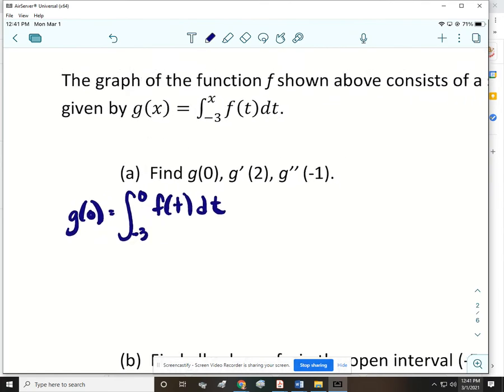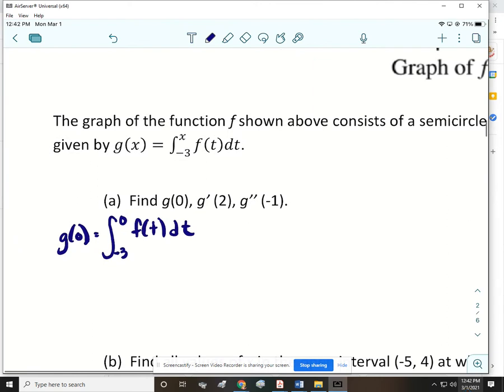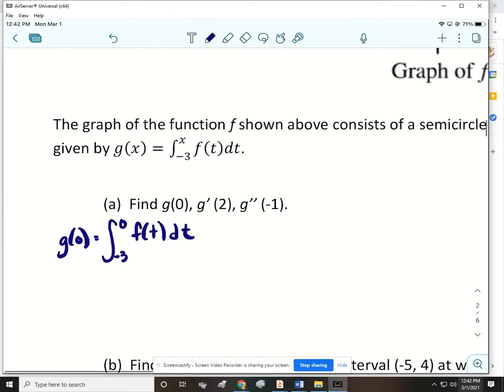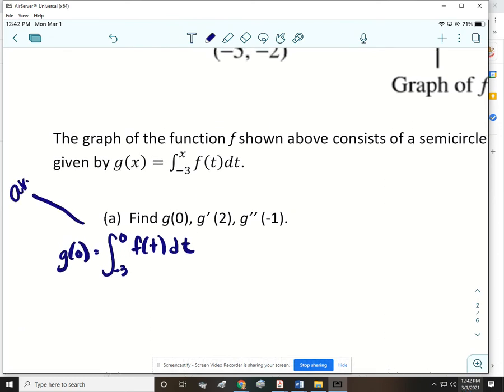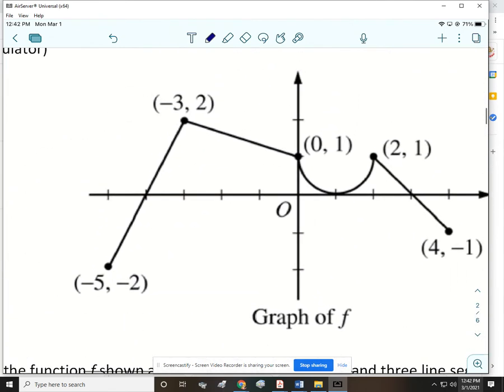What does that mean for a question like this with a graph? The area. So we're wanting the area between what two numbers? -3 and 0. Good. So let's look at what we have over here. We have this. We have a trapezoid.